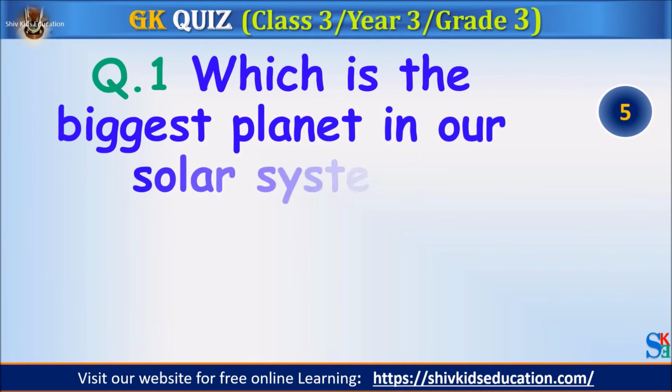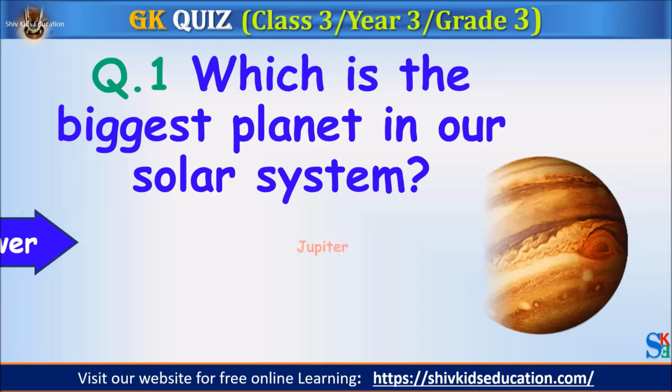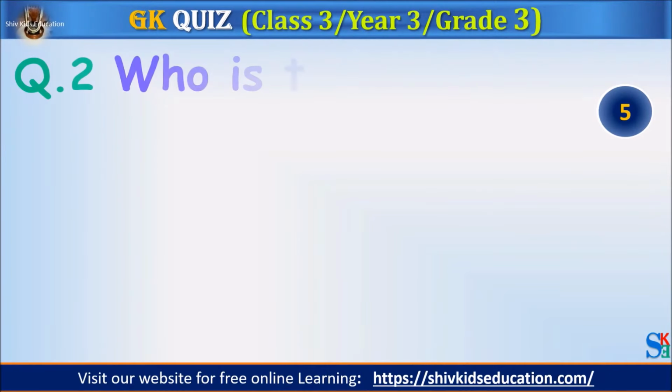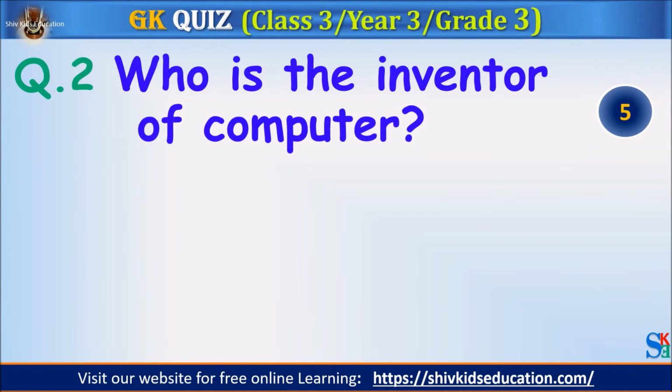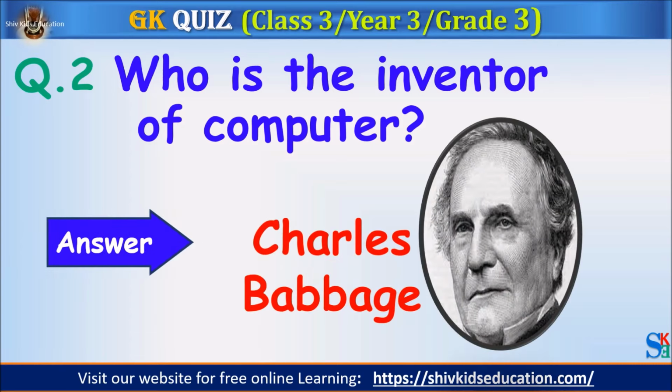One. Which is the biggest planet in our solar system? Your time starts. The answer is Jupiter. Two. Who is the inventor of computer? Your time starts. The answer is Charles Babbage.